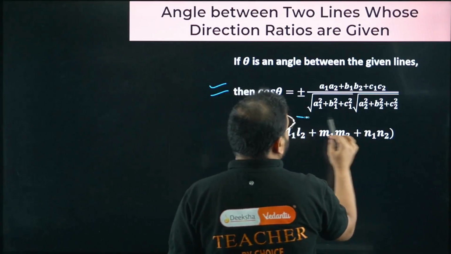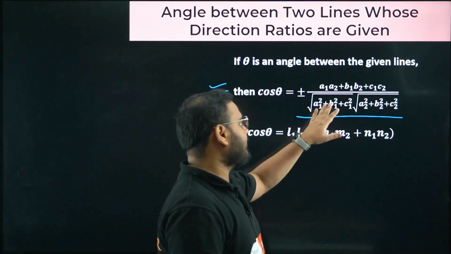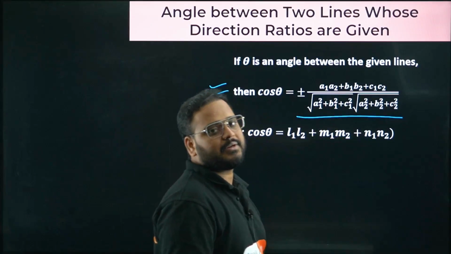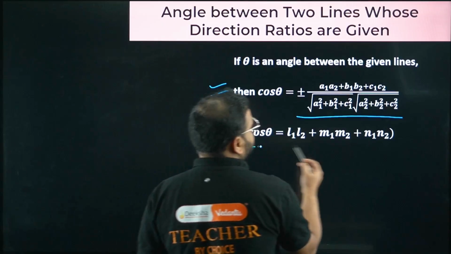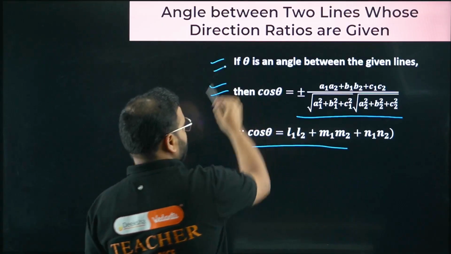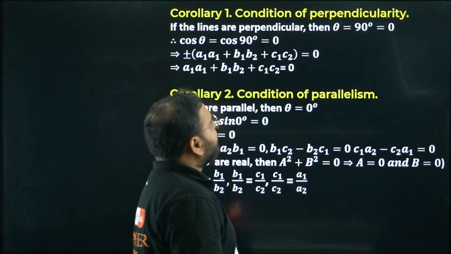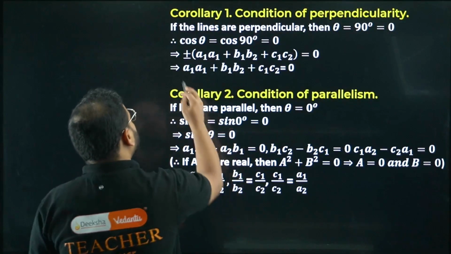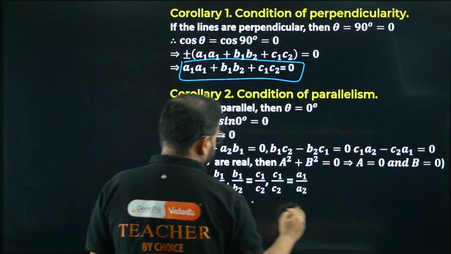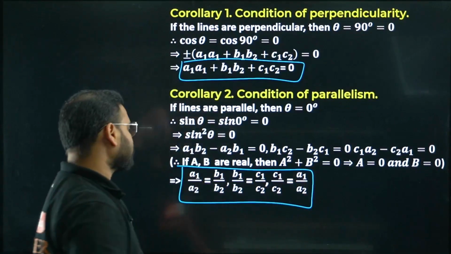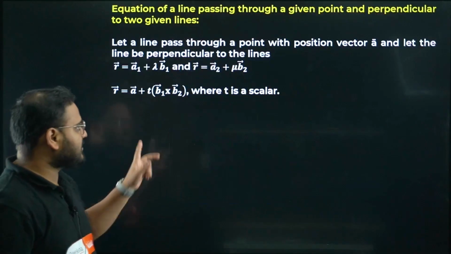I already proved this for you. I hope you remember this. I proved this part: A1 square plus B1 square plus C1 square, times A2 square plus B2 square plus C2 square. Okay, please check this out. Got it? Let's move on now. Corollary 1, condition of perpendicularity. As I said, the same thing will repeat. Have a look. Over here also the same thing will come. I already explained those two parts.